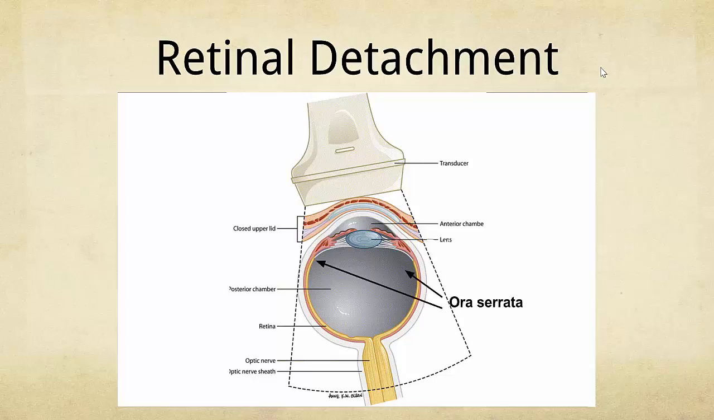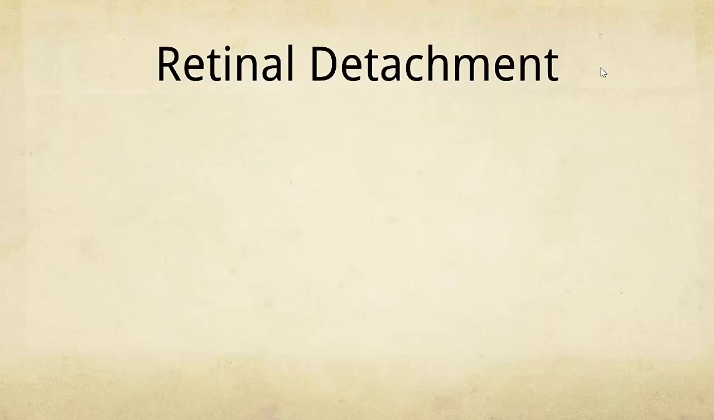The retina has two natural areas where it's attached to the eyeball itself. One is at the ora serrata, which is there, and then additionally at the optic nerve. This is important because, as you're going to see, it's potentially easy to confuse retinal detachment and vitreous hemorrhage because they're both going to be these sort of hyperechoic objects.